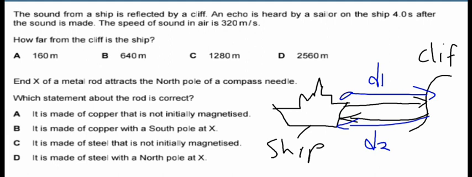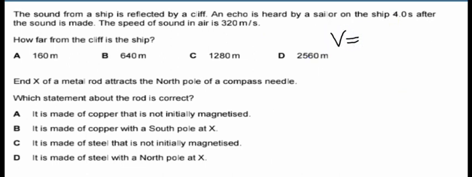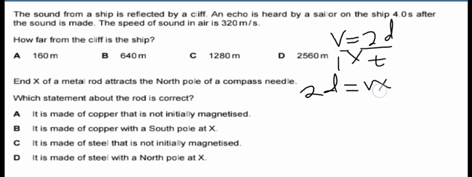Now, by using the formula, velocity or speed is equal to distance divided by time. Since here we have 2 distances, we are going to say 2D divided by time. This 2D is coming from distance 1 and distance 2. So let's calculate how far the ship is from the cliff. We have speed given by 2 distance divided by time. In this case, we can make 2D the subject of the formula. When I multiply, I'm going to have 2D equal to V multiplied by T.